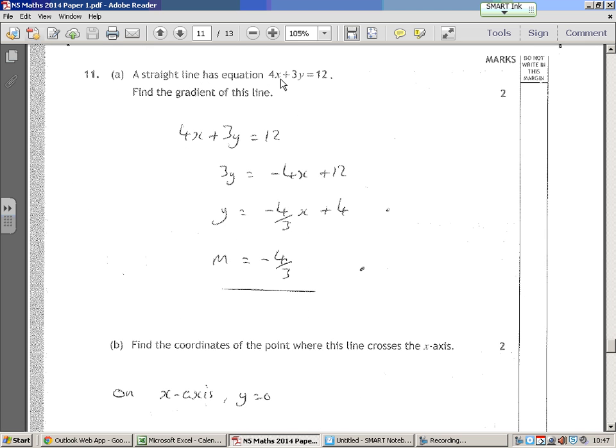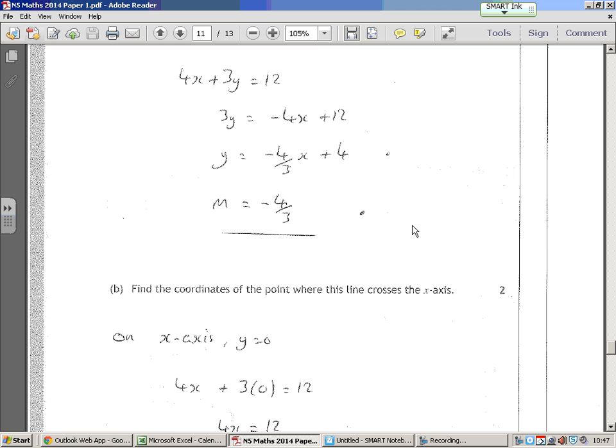11a. A straight line has equation 4x plus 3y equals 12. Find the gradient of this line. If we can get it into the format y equals mx plus c, you can just look at the coefficient of x, and that tells us the gradient. First, get the 3y on its own, so subtract 4x from both sides. Divide everything by 3. So we end up with y equals negative 4/3 x plus 4. So the gradient would be negative 4/3.